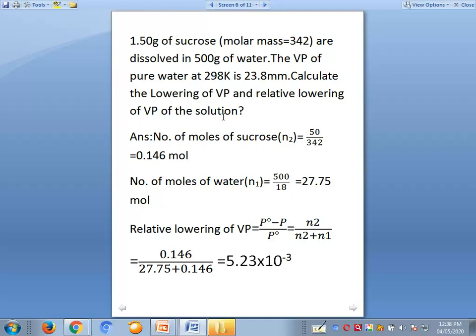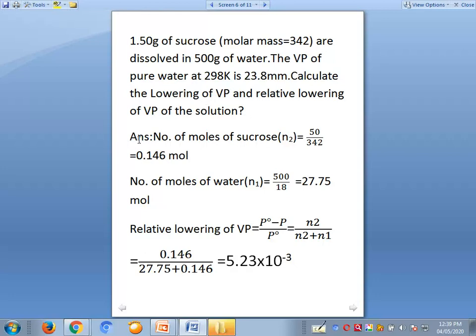You can see here in the above question, 50 gram of sucrose. So this is your solute, that is W2 or WB, given as 50 grams. M2 or MB, they are given as 342, dissolved in 500 gram of water. So 500 gram of water means what? This will be equal to W1, they are given as 500 of water. Whose vapor pressure of pure water means what? P naught A, right? That is equal to 23.8. Calculate lowering of pressure as well as relative lowering.